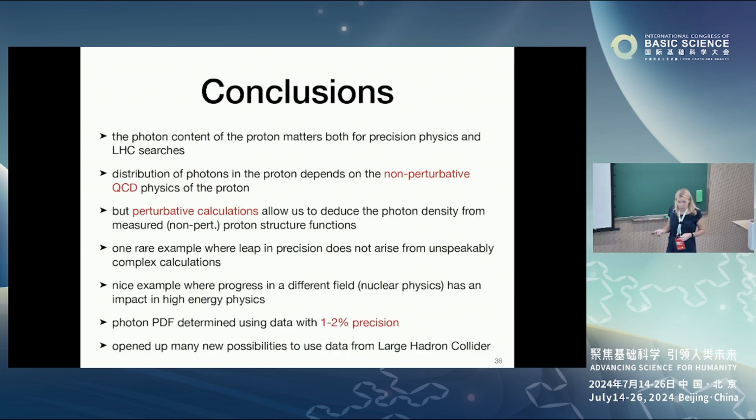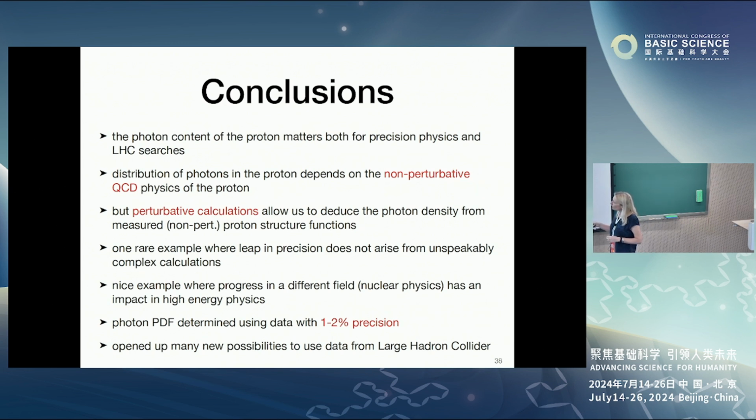So I come to my conclusions. The photon content of protons matters, both if you talk about precision physics and if you talk about new physics searches. I showed you one example, leptoquarks, but there are actually many examples that matter. The photon distribution function is difficult to compute because it depends on non-perturbative physics in the proton, right? But I showed you that it's possible to use perturbative calculations together with precision fits of structure functions to extract the photon density very precisely.